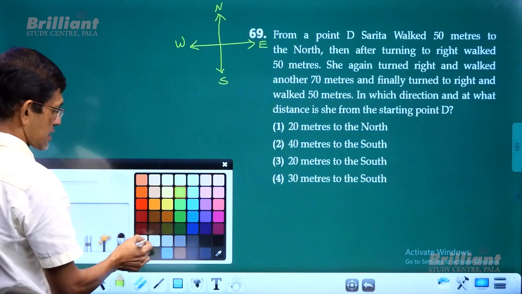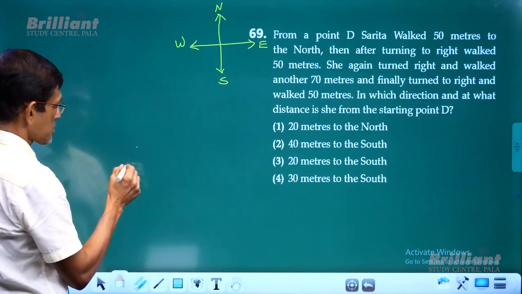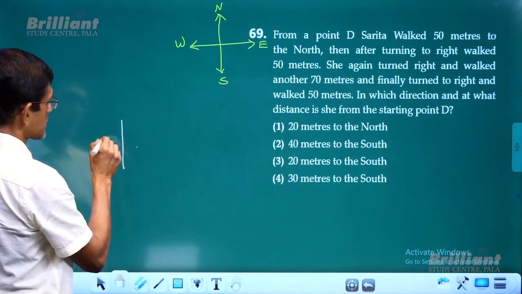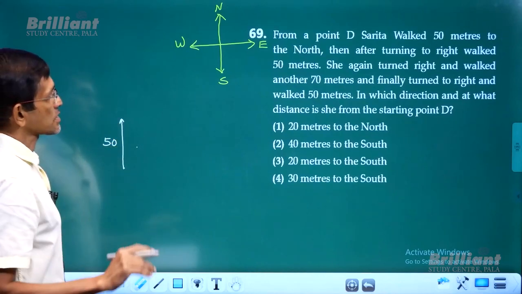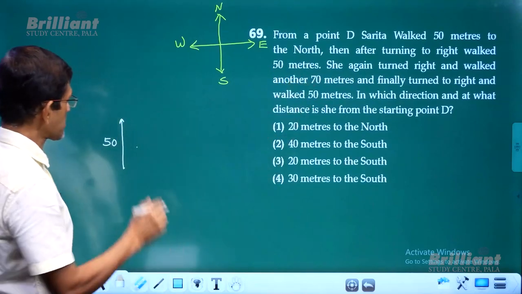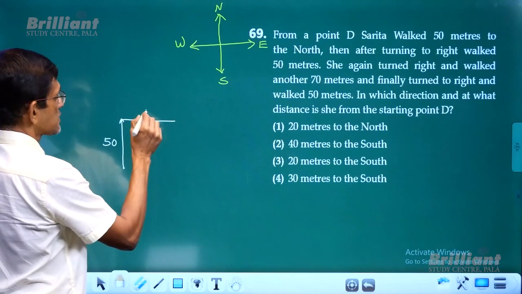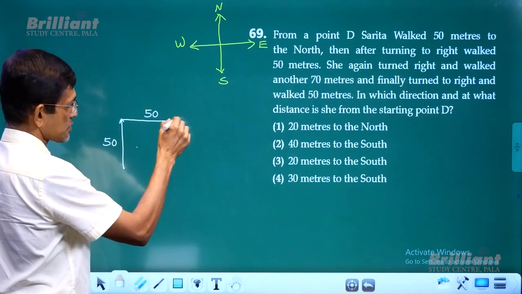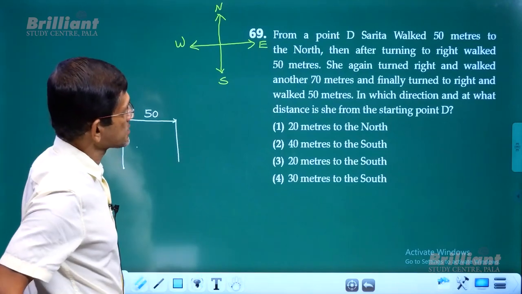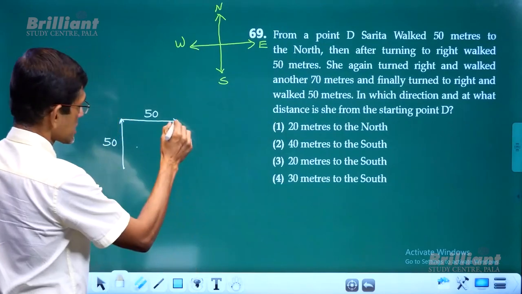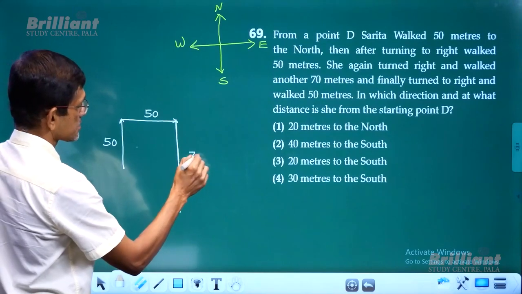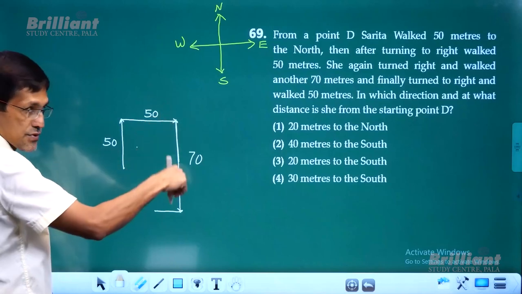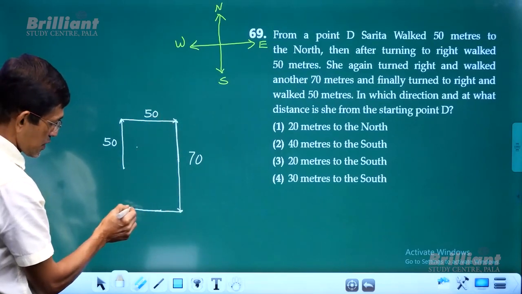Now look at this question. What does she do? From a point D, let's say this is the starting point D. She starts from there and walks 50 meters to the north. So now she is facing this direction. Then after turning to the right, she walked 50 more meters. She again turned right, now facing this direction. From there, she turned right again, walked 70 meters. And finally, turned right and walked 50 meters. Right means towards this direction, because she is facing this direction, and from that is her right. So she turned right and walked for 50 meters.